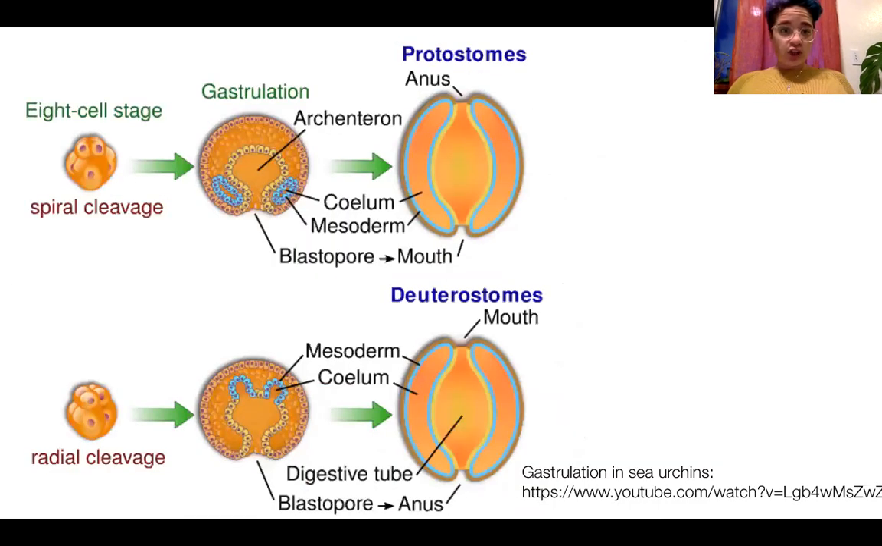This is another picture of the gastrulation process in protostomes and deuterostomes. This first slide up here is our protostome. Protostomes have a spiral cleavage, and when gastrulation happens, the mouth forms first, right? That's what we went over. In deuterostomes, we have a radial cleavage, and during gastrulation, the anus will actually form first, and the mouth will form second.